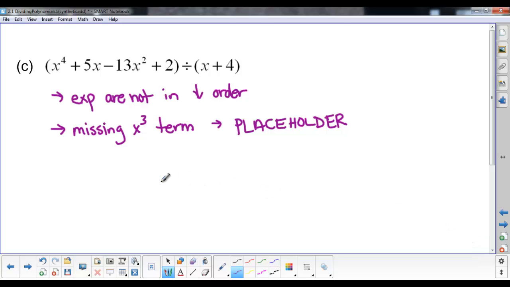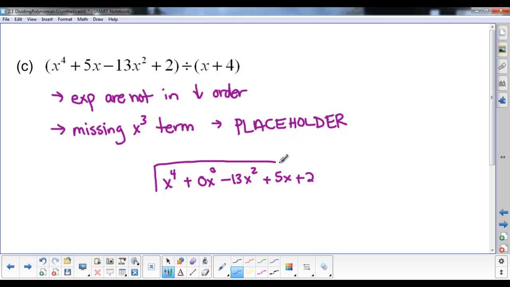Okay, so to tackle this question, we're just going to rewrite our dividend in descending order of exponents. And we're going to put in the placeholder for the x cubed term. So just 0x cubed minus 13x squared plus 5x plus 2. So that's our dividend, and we want to divide that by x plus 4. Now that everything's in order, we can start the division process.